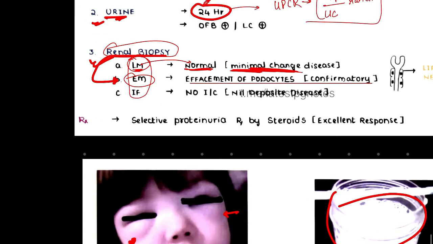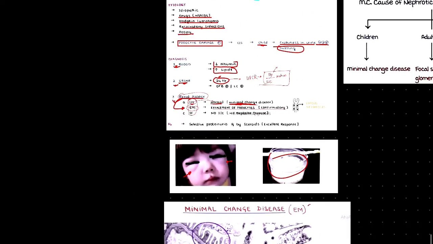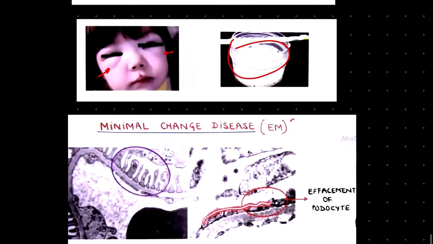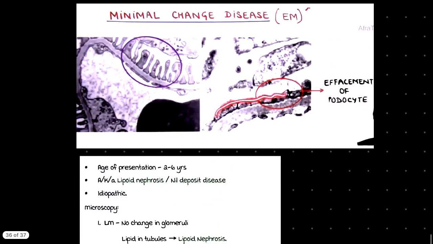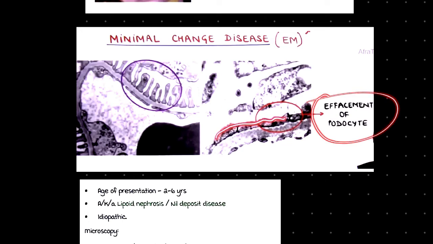Okay, now how are we going to treat the patient? The selective proteinuria is treated by steroids, with excellent response in these patients. Okay, we talked about these diagrams. As you can see right here in the case of minimal change disease, what we are finding, this is our podocytes. These podocytes are sloughed off. You can see right here there are no podocytes, as this is effacement of podocytes.